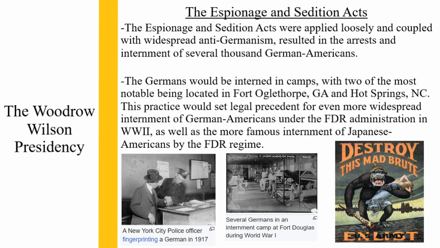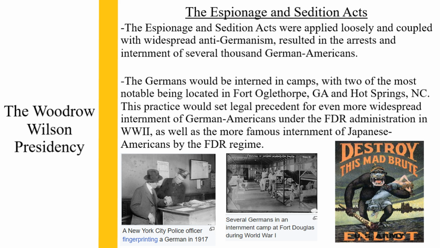The Espionage and Sedition Acts were applied loosely and coupled with widespread anti-Germanism resulted in the arrest and internment of several thousand German Americans. The Germans would be interned in camps, with two of the most notable being located in Oglethorpe, Georgia, and Hot Springs, North Carolina. This practice would set legal precedent for even more widespread internment of German Americans under the FDR administration in World War II, as well as the more famous internment of Japanese Americans by the FDR regime.